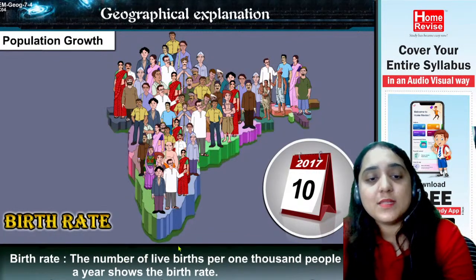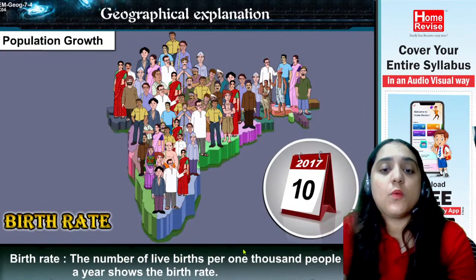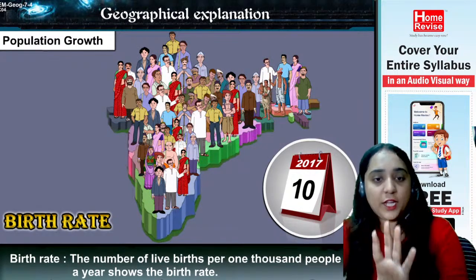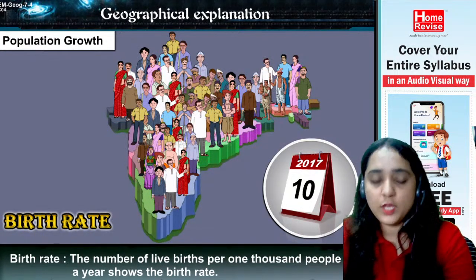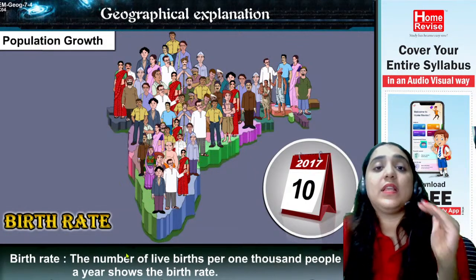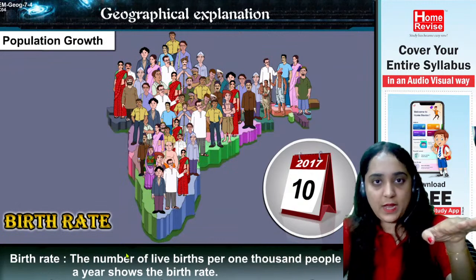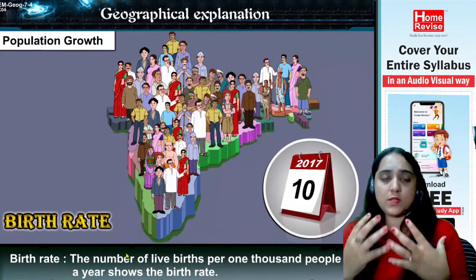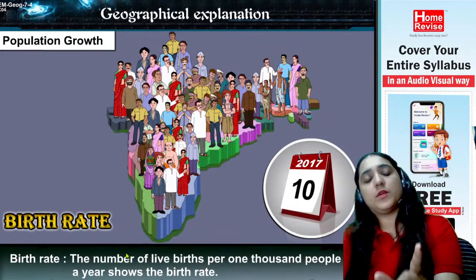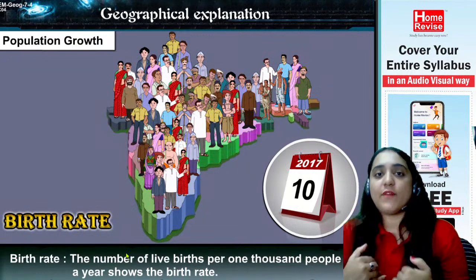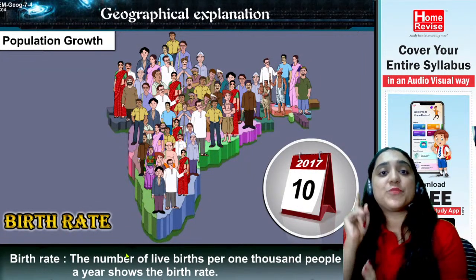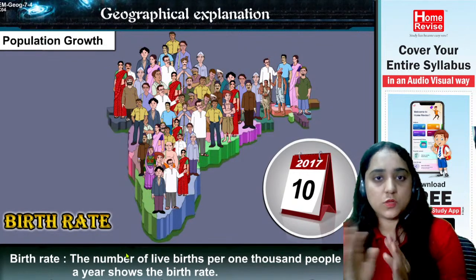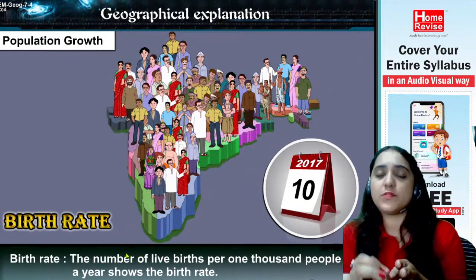So the number of live births per 1,000 people, as in divided by 1,000 people, in a particular year, it is called the birth rate. So again I repeat, the number of live births per 1,000 people in a particular year. I'm talking about a particular year. If I concentrate on 2016, I will be talking about the birth rate regarding 2016 only. If I am talking about 2021, I will be strictly talking about the live births of 2021 only. So whichever year I am concentrating on, I will concentrate on that year only.